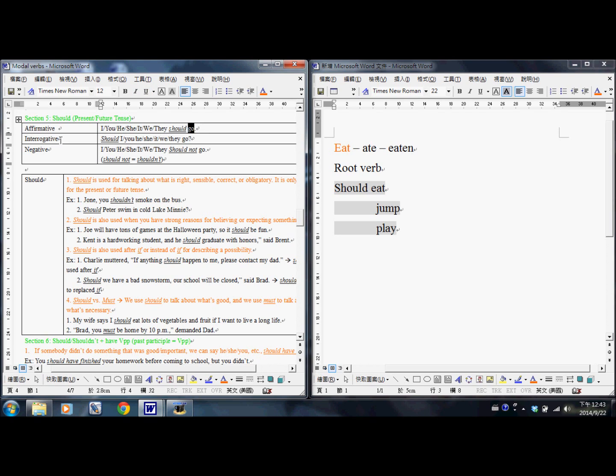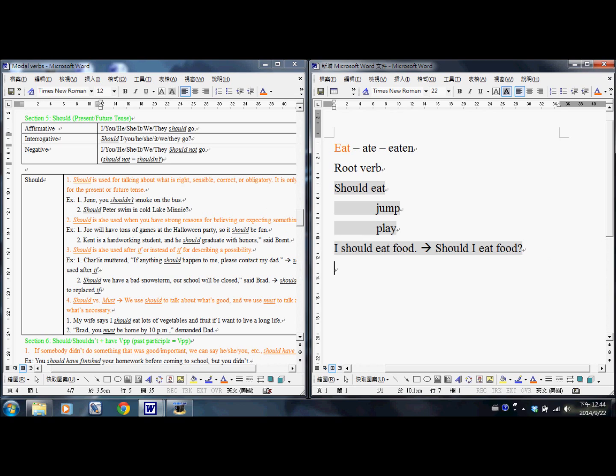In interrogative questions, we say should I go? Should you go? Should he go? So it's easy, we just move the modal verb to the front of the sentence. If the sentence is written like I should eat food, a simple sentence like this, to change it into an interrogative, we just move should to the front, capitalize the first letter, and say should I eat food?